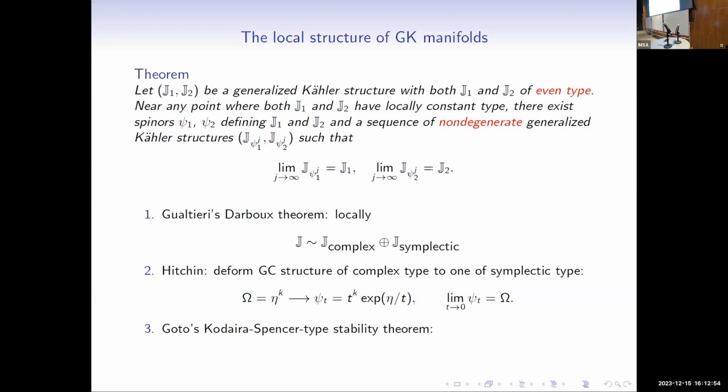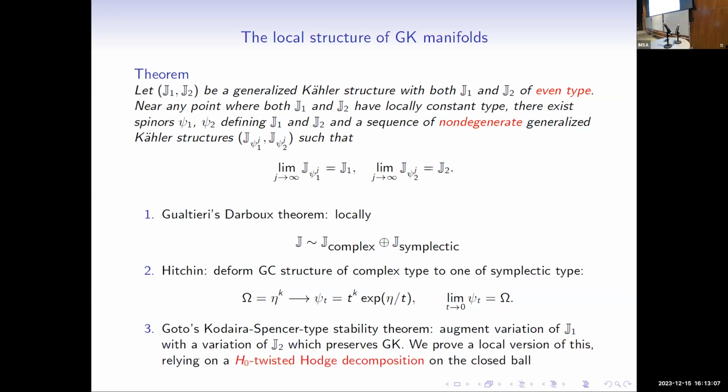So Goto proved this general theorem, of the type where if you deform one of the generalized complex structures within a generalized Kähler structure, you can deform the other one to match. Okay, so we prove a local version of this stability, because the whole argument is local, so we have to do some kind of boundary value PDEs. But in any case, we prove a local version of this, which also in a key way uses Marco's Hodge decomposition, which holds for the generalized Kähler structure.